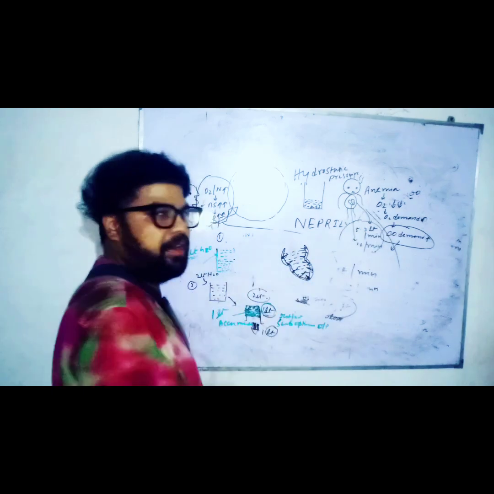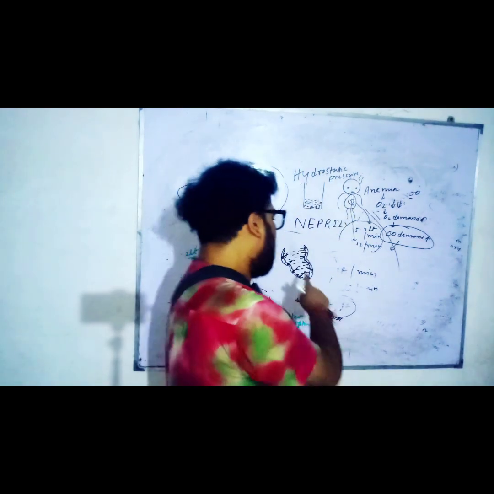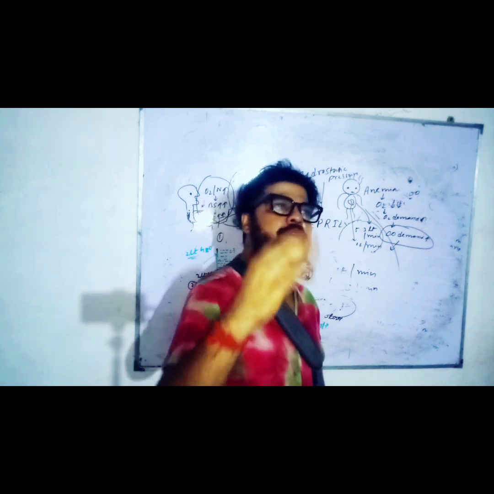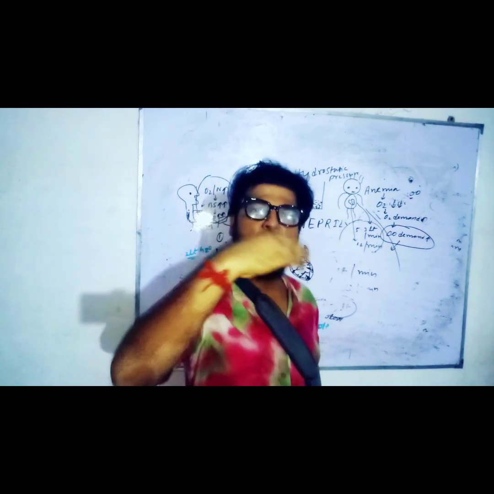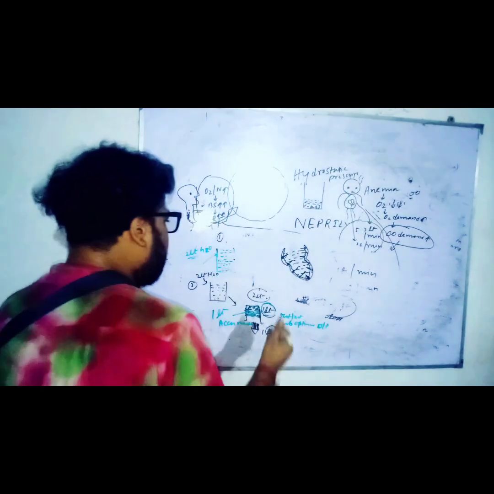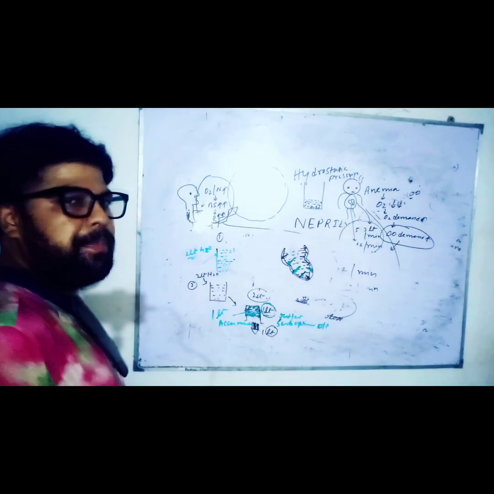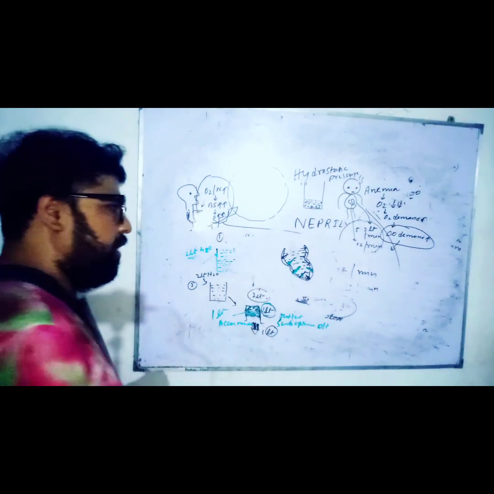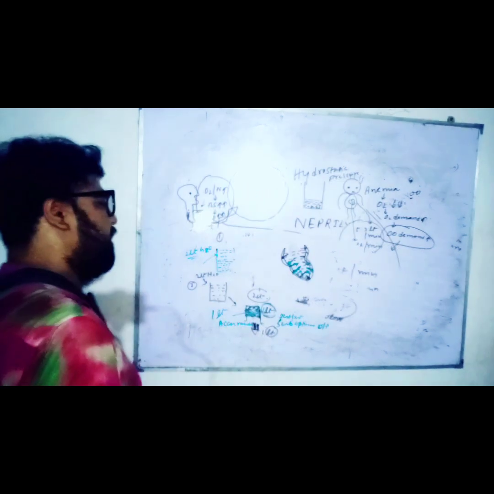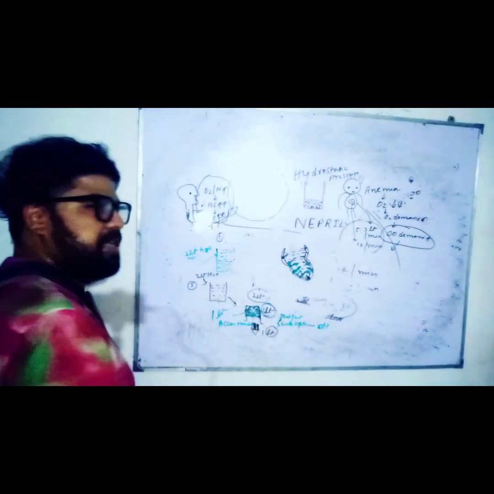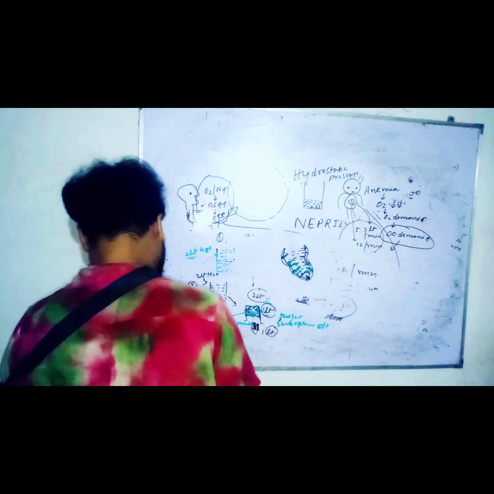So when there is constant pressure onto the inner wall of the heart, you know from your basic physics, Newton's third law: for every action there is an equal and opposite reaction. So when blood is giving pressure upon the inner wall of the heart, the heart wall is also giving equal pressure onto the blood. So there are two simultaneous functions going on.